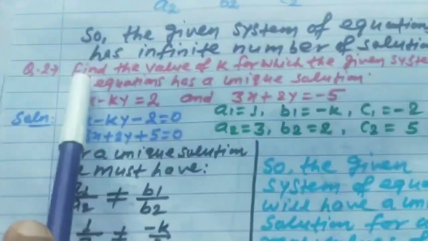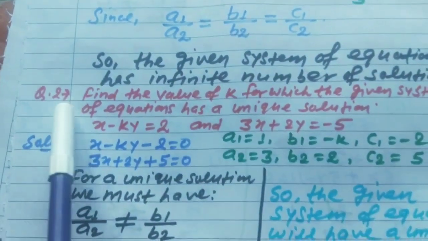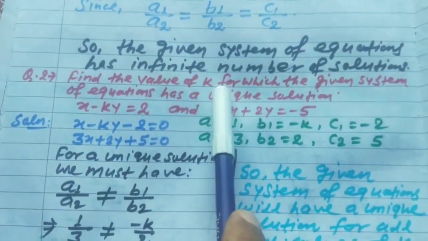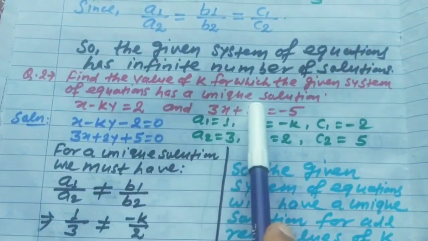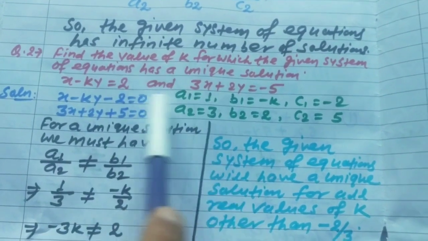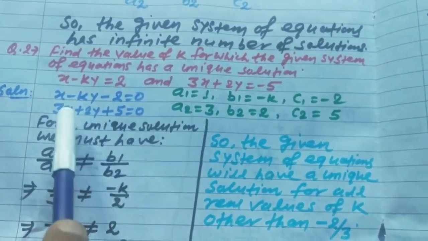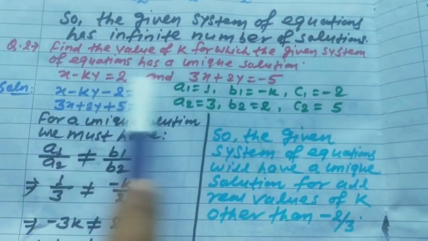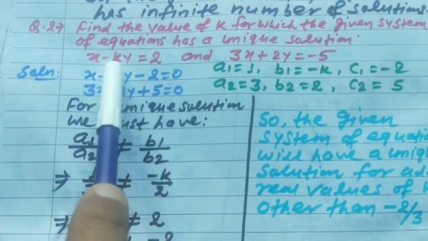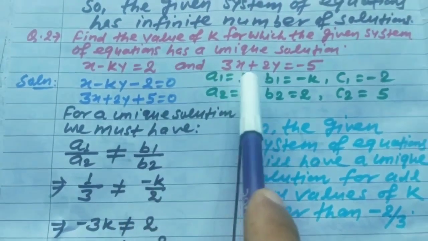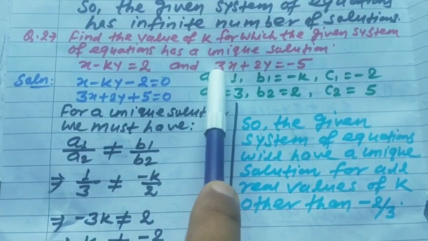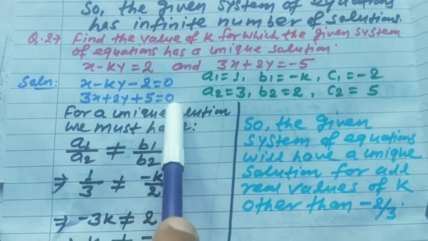Now let us see another type of question based on conditions. The second question is: find the value of k for which the given system of equations has a unique solution. In this equation you can see k is given, and so you have to find the value of this k for which this pair of equations has a unique solution. So let us write the equation x minus ky and transfer this to LHS. It will be minus 2 is equal to 0, and the second equation is 3x plus 2y, and minus 5 is there in RHS. It will transfer to LHS, then it will become plus 5 is equal to 0.